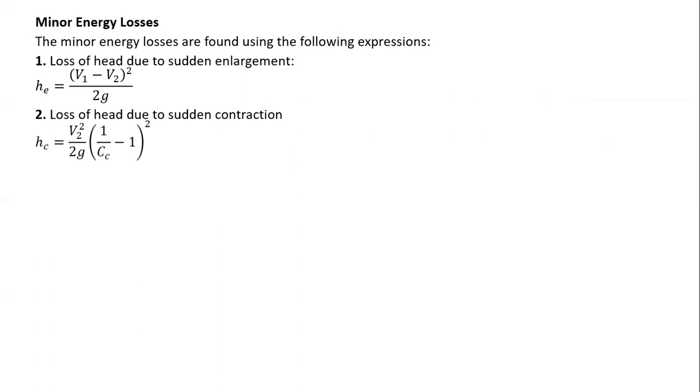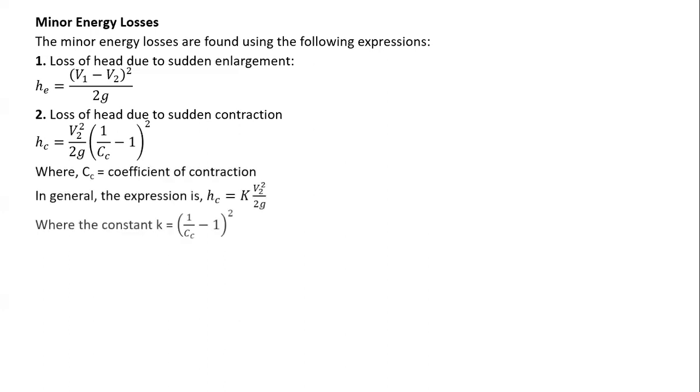Then there's another one. If there's an obstruction in the pipe, or rather sudden contraction, it is V2 squared over 2g times (1 over Cc minus 1), where Cc is the coefficient of contraction. So in general, we're saying hc is K V squared over 2g, whichever that one is, because K will be representing that value.